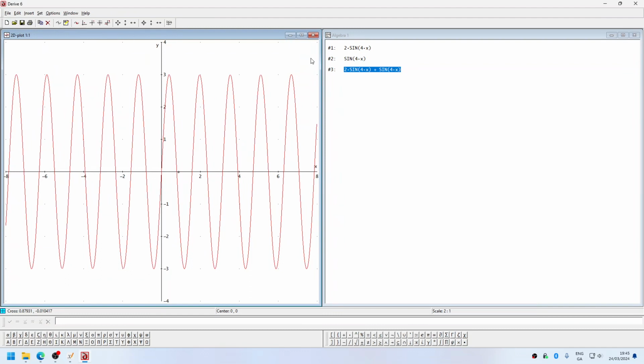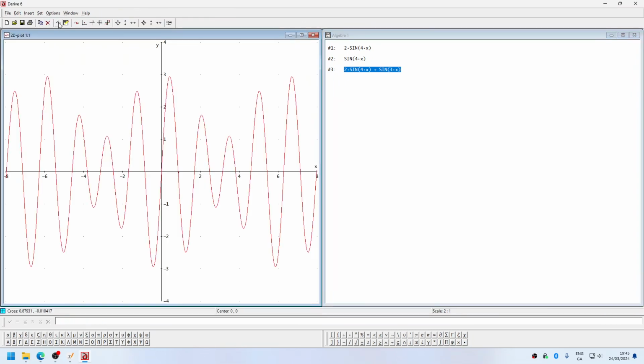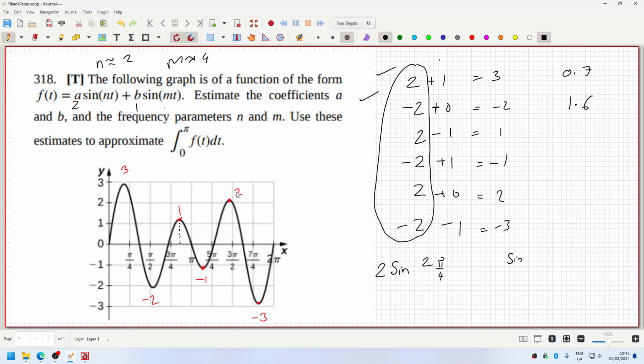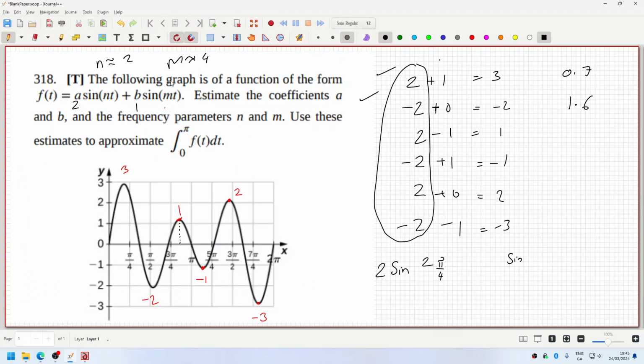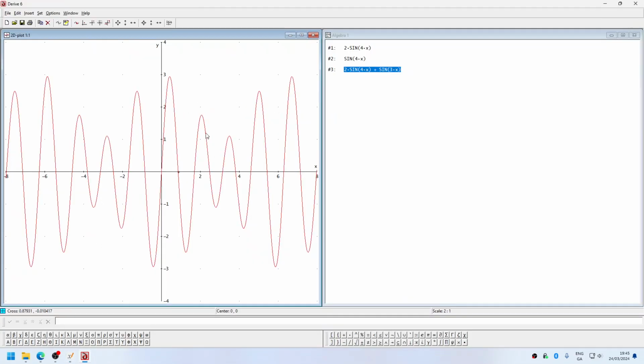No, that doesn't look right. No, they can't both be 4. That's the problem. So let's try adjust this to 3. Okay, this is looking promising, but it's a little too fast cycling. Goes up to 3, down to about -2. It shoots a bit over. Up to 1, a little bit over though.